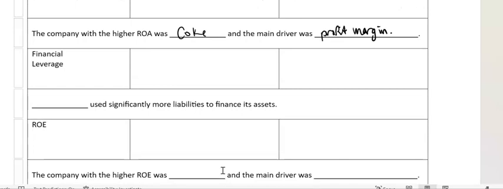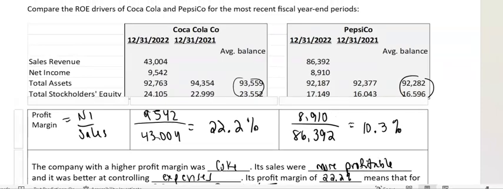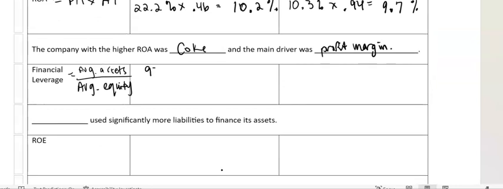Let's look at our next driver, financial leverage. Financial leverage is average total assets divided by average total stockholders' equity. Now let's look at this for Coke. For Coke, we have average assets of 93,559 divided by equity of 23,552. And this works out to be 3.97. So what we're saying is assets are about 4 times greater than equity.